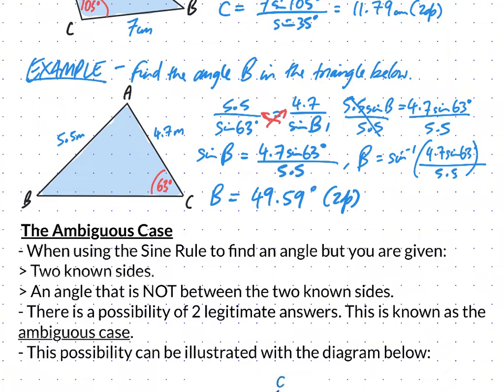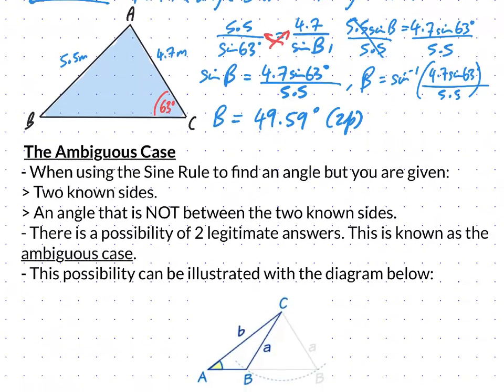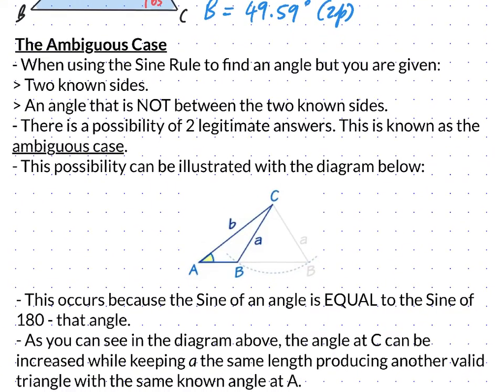That's angle B. Now it's tricky with the sine rule because we have to be aware of something known as the ambiguous case. When you're using the sine rule to find an angle, but you're given two known sides and an angle that's not between the two known sides, so not an included angle, there is a possibility that there's actually two legit answers.